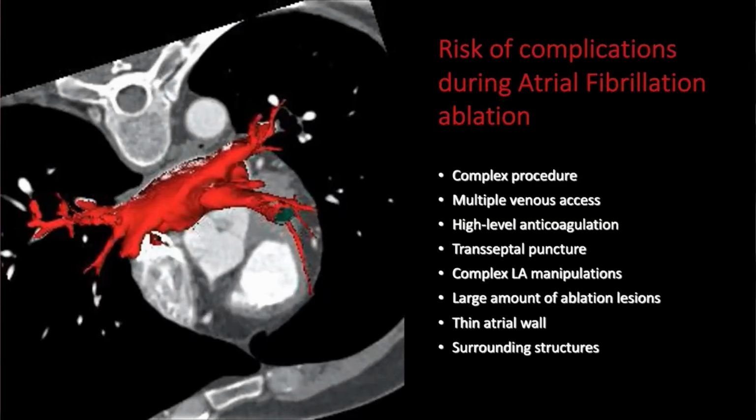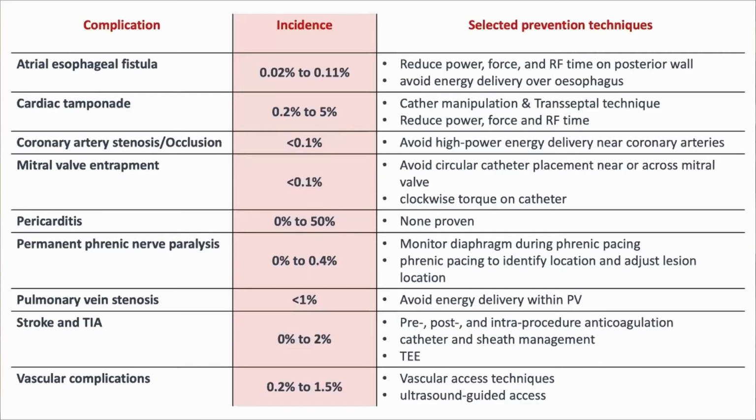The risk of complications during atrial fibrillation ablations depends on many variables. It's a complex procedure with multiple venous accesses and high-level anticoagulation. There is also the need for transseptal puncture and complex left atrial manipulations of catheters. During ablation, there is a large number of ablation lesions in the thin atrial wall. Specific complications depend also on surrounding structures, such as the esophagus.